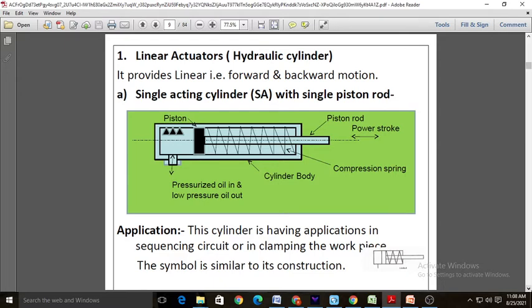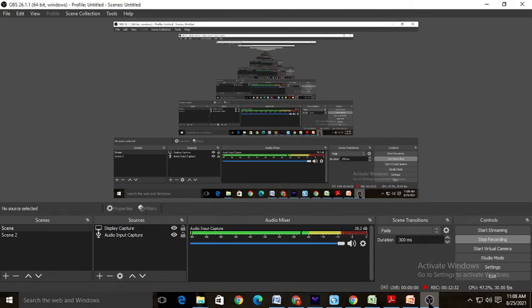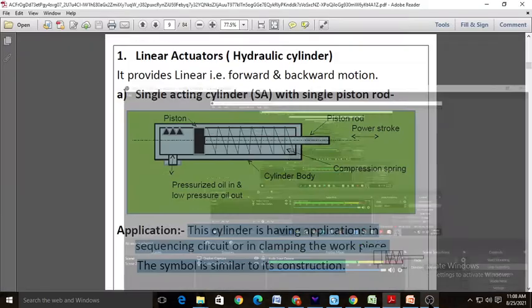Okay, so here it is a linear actuator. This is the single acting cylinder with single piston rod. You can see here only a one side entry of oil is provided. That's why we name it a single acting cylinder with single piston rod. Application of this actuator is in sequencing circuit or in clamping the workpiece. The symbol of this is like this. You all studied this in brief under your subject IHP, which is Industrial Hydraulics and Pneumatics.